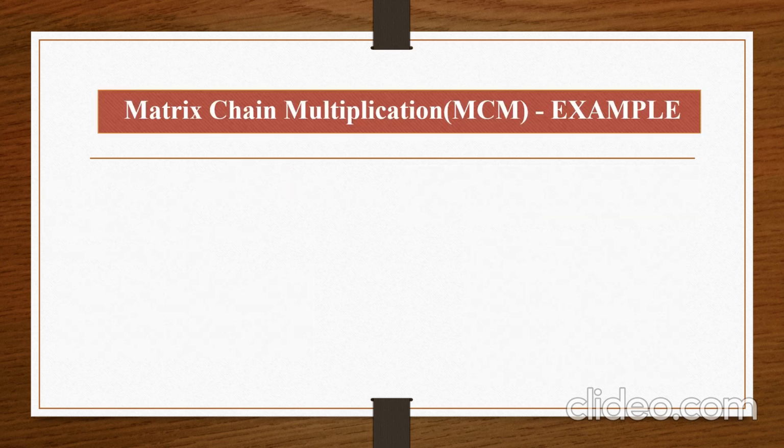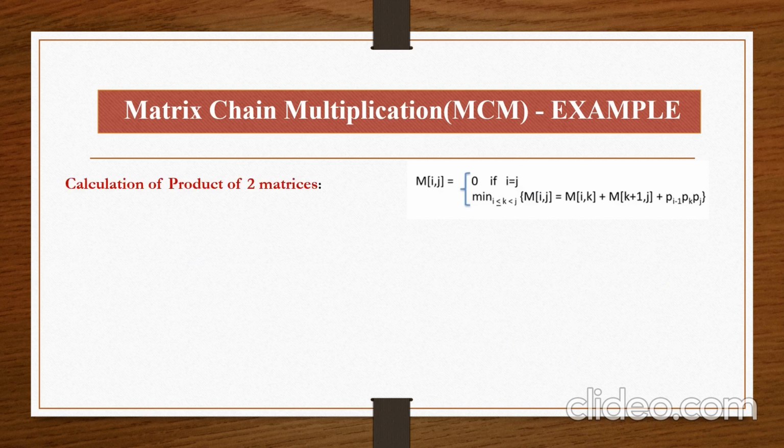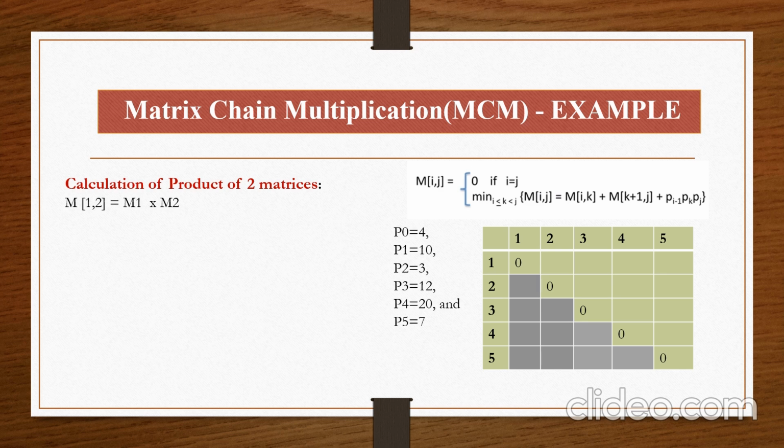Next we need to calculate the product of two matrices. Since we are going to solve from smaller problems, we will calculate the product of two matrices first. So we have formulated this matrix already, and all these are filled with 0. Now I need to find m[1,2]. So how to calculate m[1,2]? Apply the same formula.